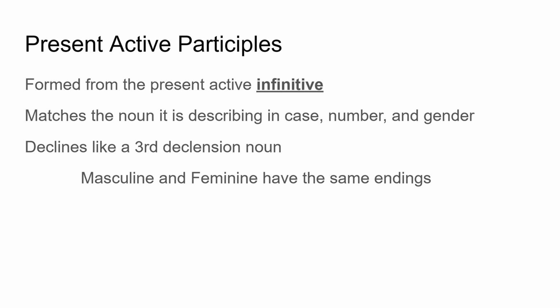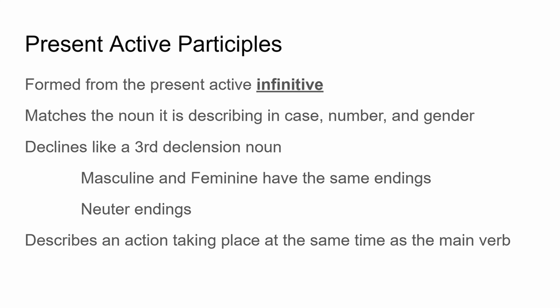Masculine and feminine nouns use the same ending for their participles. However, neuter has a separate table of endings. You only have two to have a look at, but you need to know there is a difference. Now, present active participles describe an action taking place at the same time as the main verb. And I'll get into what that means for translating in a little minute.